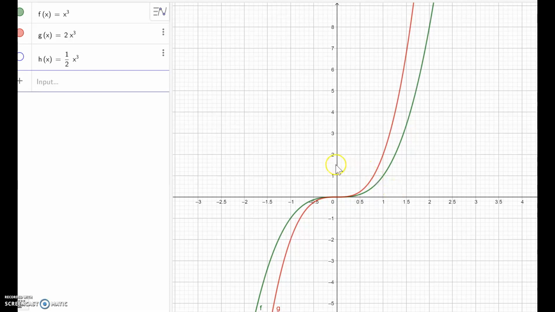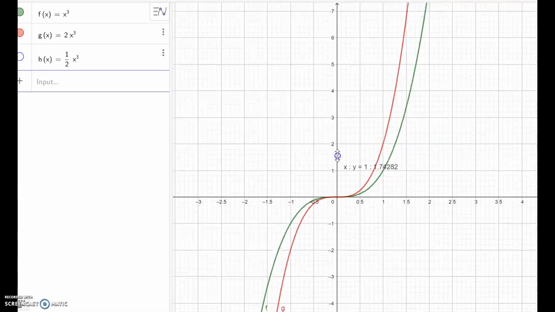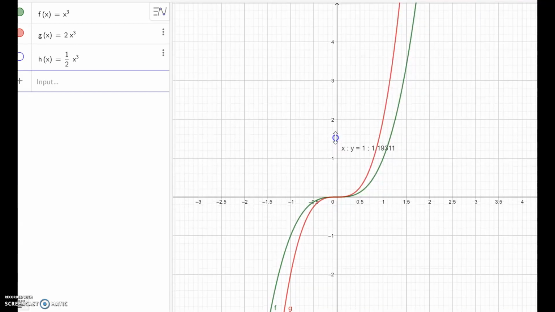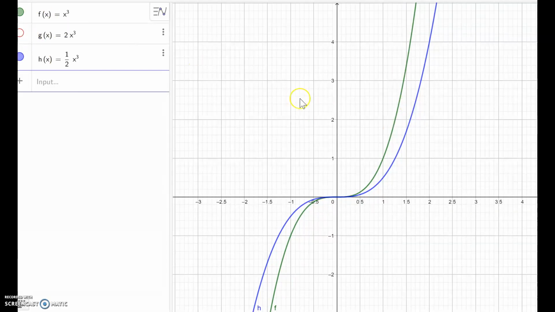So as you see, the red one is kind of inside of the green line here. Okay, at the same time, if I turn on h(x) equal to 1 over 2 x cubed, then the blue one is, compared to the green one, outside of the green line here, right? So based on this, we can say that if this value is bigger than 1, then the graph is steeper and steeper.